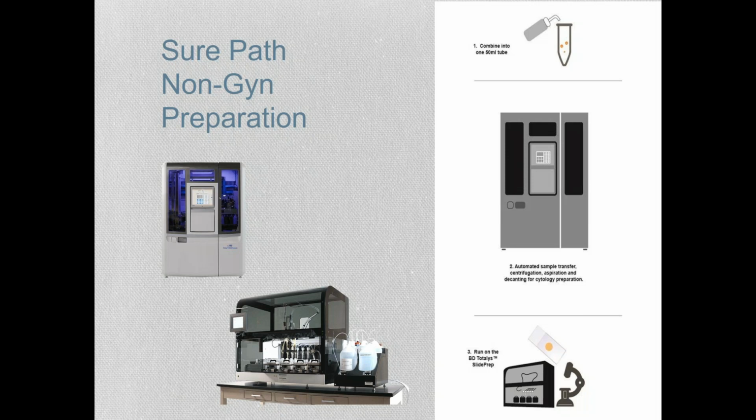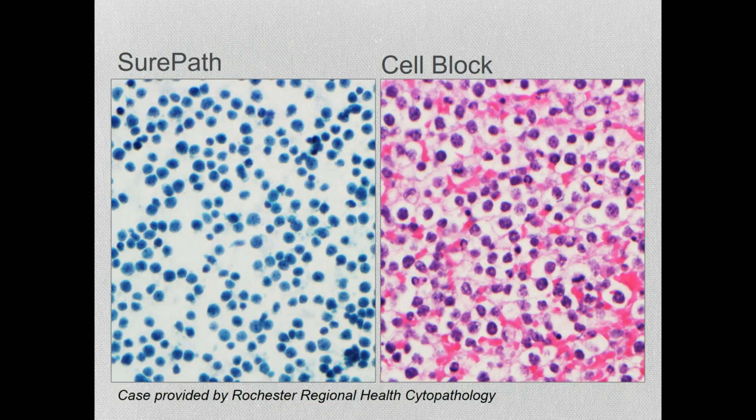I want to thank my really good friend, Lisa Courtney Holmes, for all of the graphics that you're seeing in this presentation today. This is an example of a pleural fluid on a 79-year-old female and represents a high-grade non-Hodgkin's lymphoma, which had CD20 and BCL2 and 6 positive on immunohistochemical stains on SurePath samples and cell block preparations. The case was provided by Rochester Regional Health Cytopathology Laboratory. Thank you very much for donating this case for me to take images of.